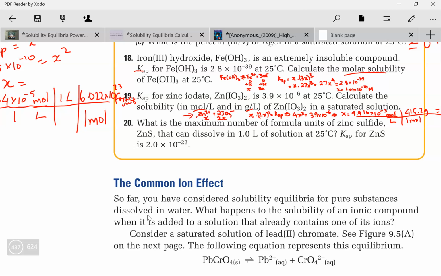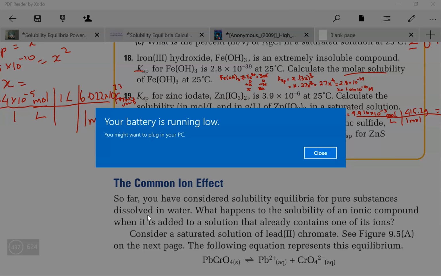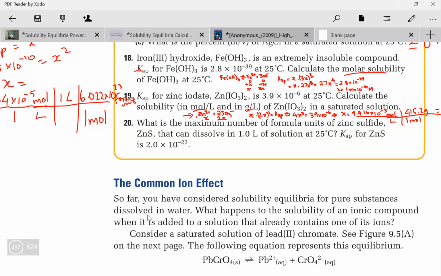Next, the formula units of zinc sulfide that can dissolve in 1 liter of solution at 25 degrees, KSP is given. Okay, so we're finding formula units. Whoops, I have to charge.